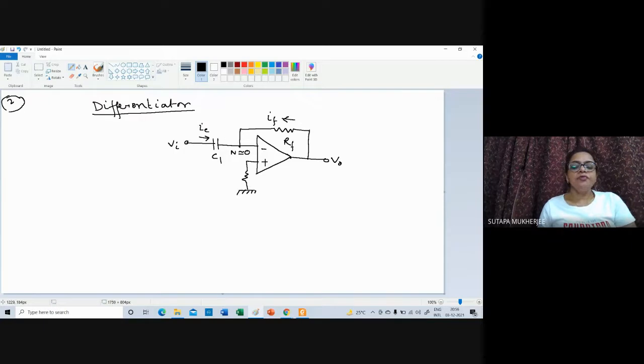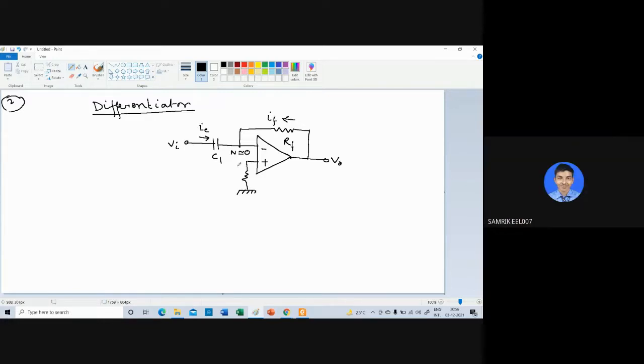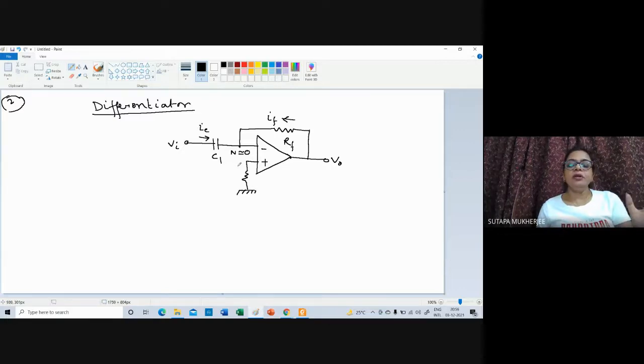Just write down. If you want, you can write. So one of the simplest of the op-amp circuits that contain the capacitor is the differentiating amplifier, or differentiator. Okay. So as the name suggests, the circuit performs the mathematical operation of differentiation, obviously.